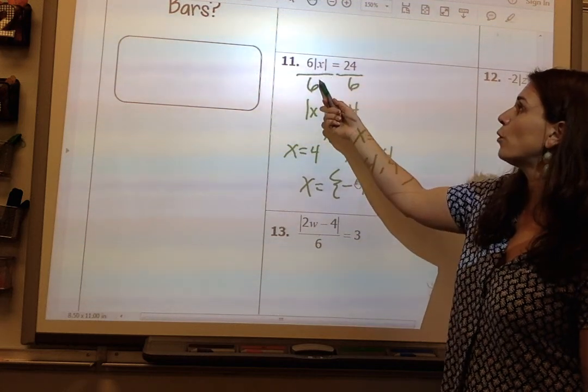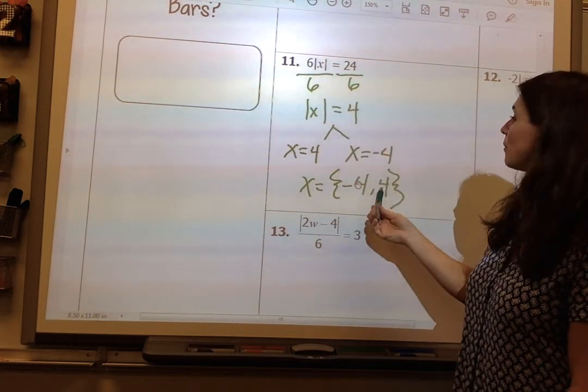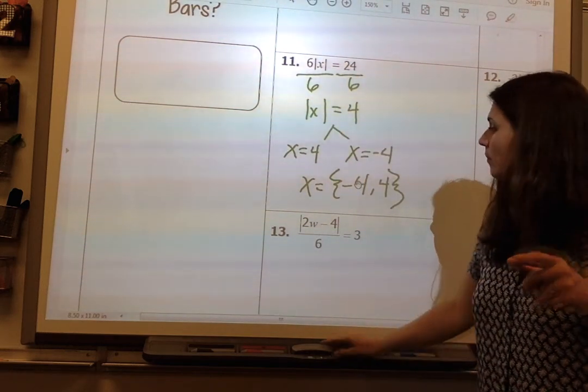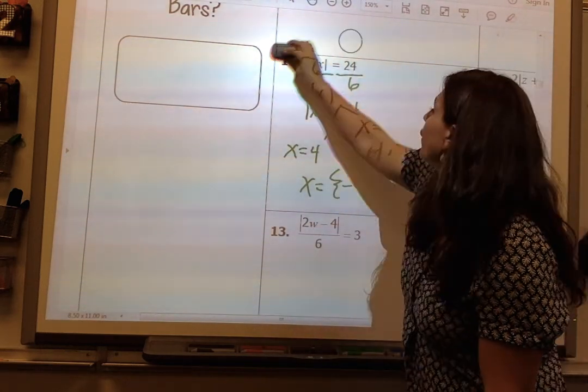Absolute value of negative 4 is 4. 4 times 6 is 24. Absolute value of 4 is 4. 4 times 6 is 24. So it checks out. All right, number 13.